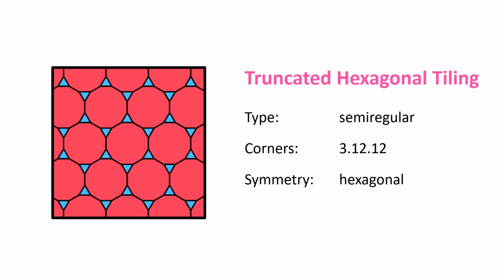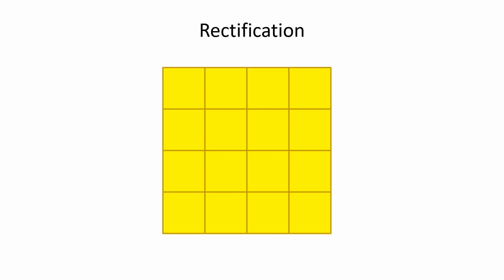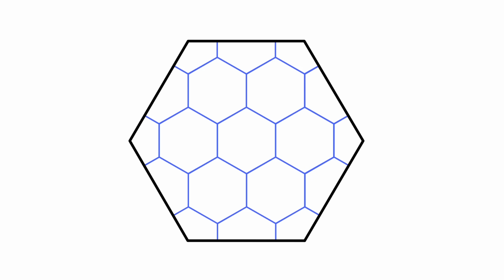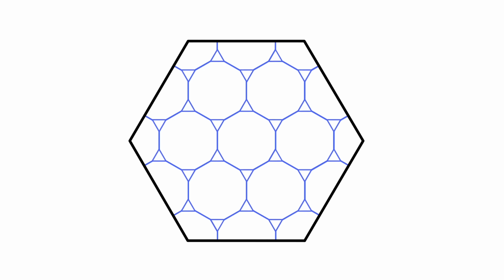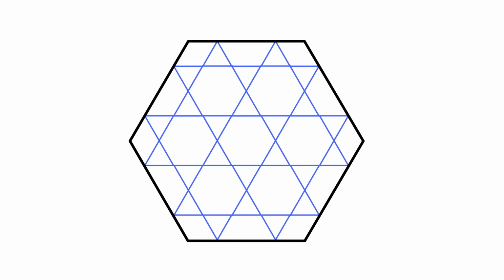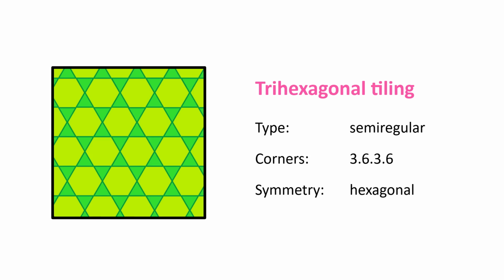There's also an operation known as rectification. It's just like truncation, except you make the new tiles big enough so that the original edges go away. So if you truncate the hexagonal tiling, the hexagons turn to dodecagons, but if you rectify it, they turn back to hexagons, now with triangles in between. What results is another semi-regular tiling known as the trihexagonal tiling.